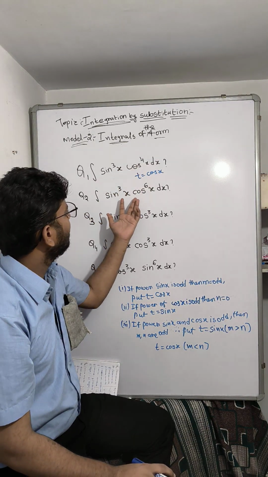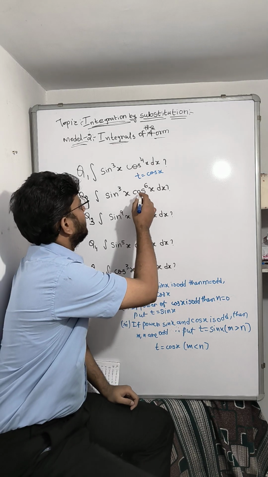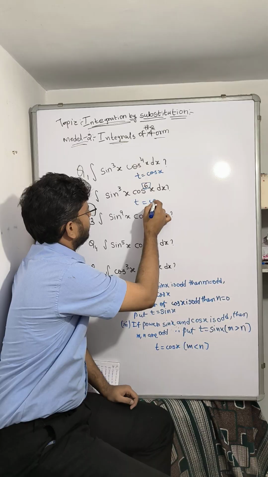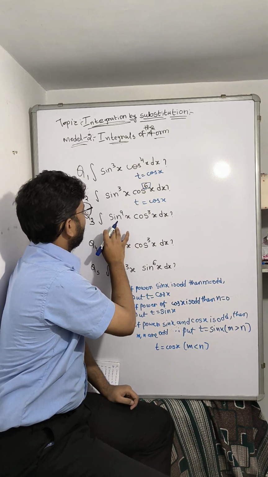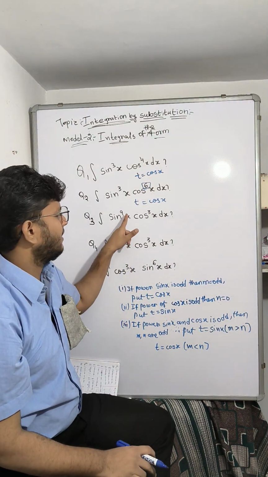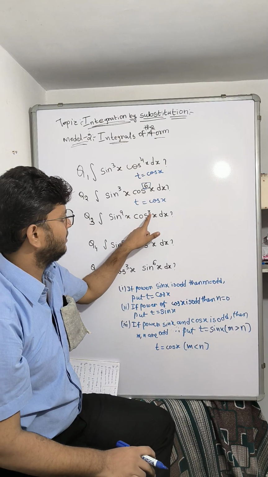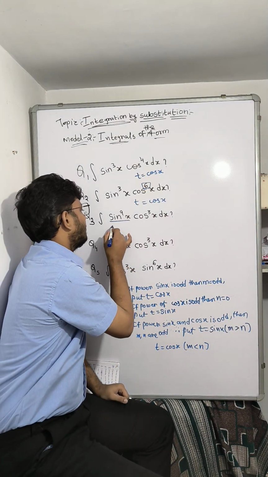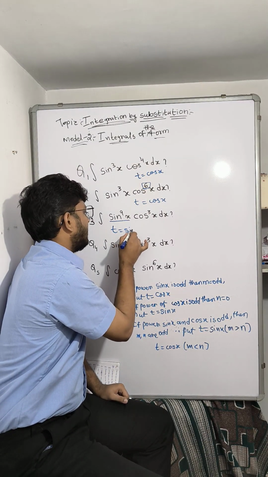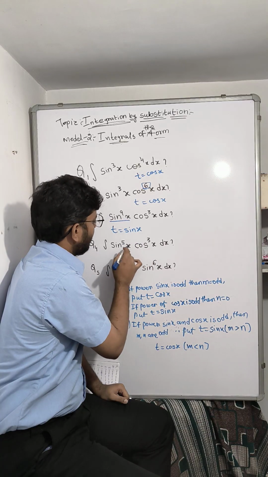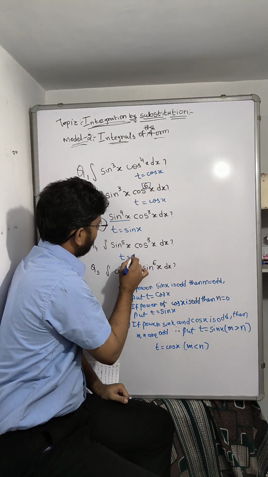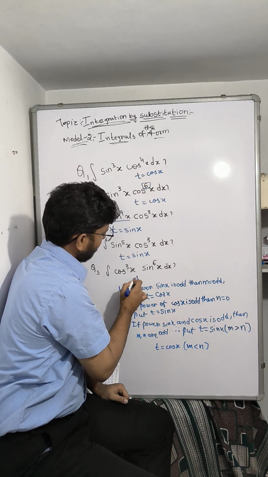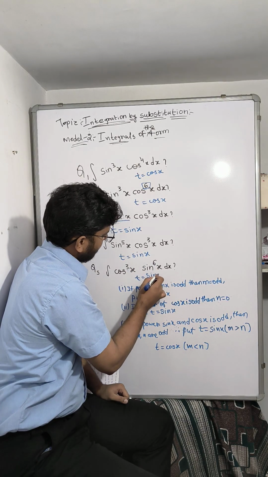Now here, which power is high? 6 is high, no? Then t is equal to cos x. Here, which power is high? 9, no? 3 is less than 9. Then 9 is high, so put t is equal to sin x. Then which power is high here? t is equal to sin x. Here also, t is equal to sin x.